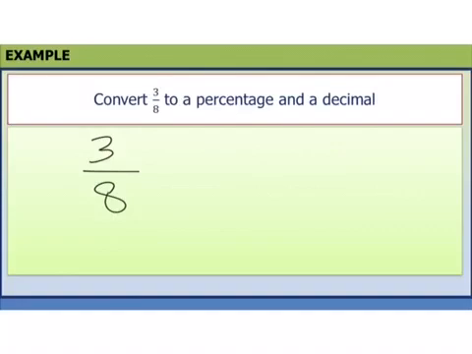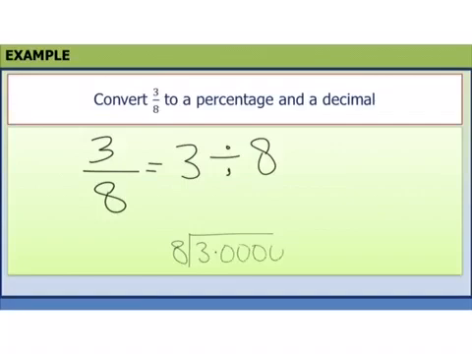So what we're going to do here is we're actually going to think about doing a division. 3/8 means 3 divided by 8. So we're going to do that as a bus stop division. So if we set the bus stop division up, I am doing 3 divided by 8. And you'll notice I've left myself lots of space because I know this answer is going to be a decimal. So I'm going to put some zeros down, ready for me to use.